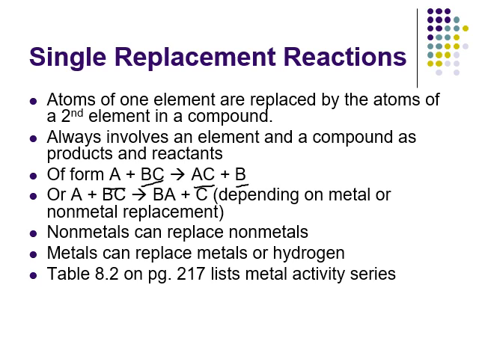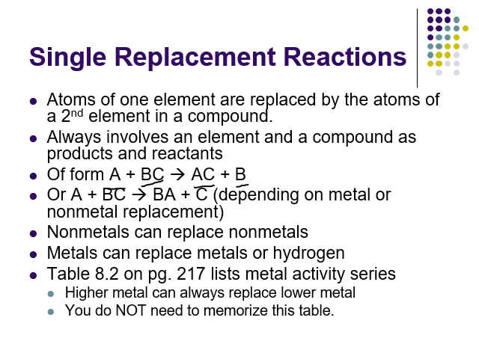If you have an element at the top of the list, think of it as very popular. Anything that's at the top of the list can replace any element below it. But elements at the bottom of the list cannot replace anything above it. So that's the basic rule. So you always have to check that list when you're doing a single replacement reaction. Has to be done. And again, higher things can replace lower things, and you do not have to memorize this.